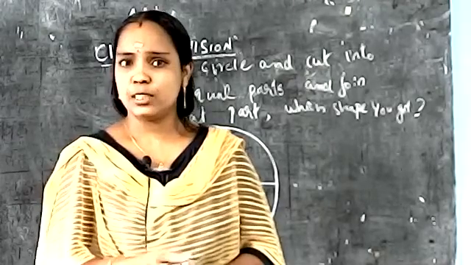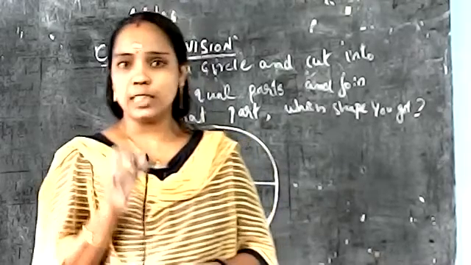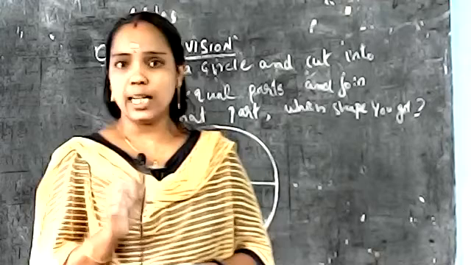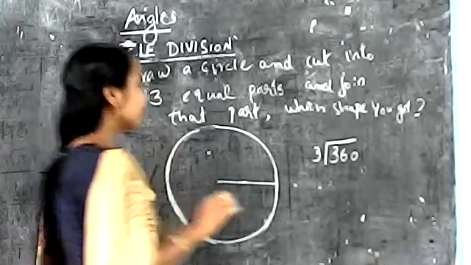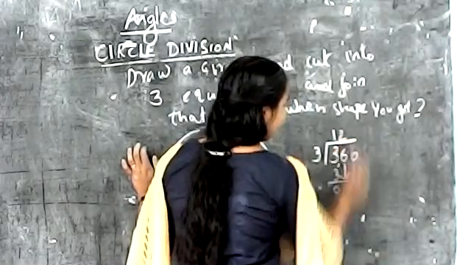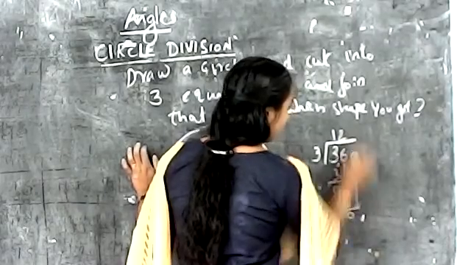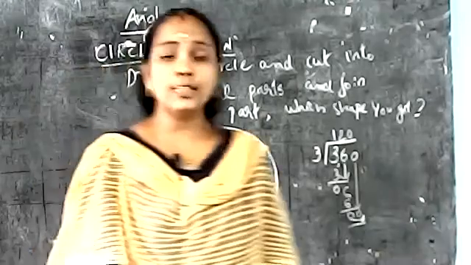How can we find out? What is the total angle measure in a circle? How many degrees? 360 degrees. Just find 360 divided by 3. Total measure divided by number of parts. How many parts? 3 equal parts. What's the answer? 120 degrees.